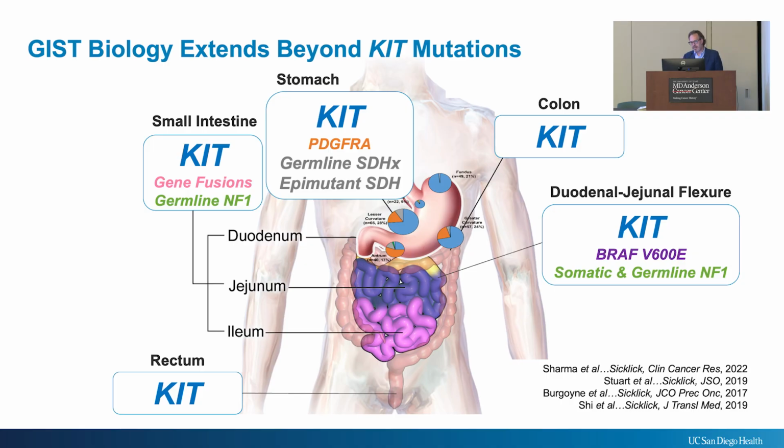And what I mean by that is while we see the KIT mutant GIST occurring everywhere from the stomach all the way to the small intestine to the colon and rectum, certain ones like the PDGFR alpha mutant GIST really only occur in the stomach. The SDH ones that I'll talk about really mostly only occur in the stomach. The gene fusion ones I just described, these NTRK fusions and FGFR ones, are mostly in the small intestine. The germline NF1, small intestine again, the BRAF and this sort of somatic NF1s are most commonly right at that one spot, that duodenal jejunal flexure.